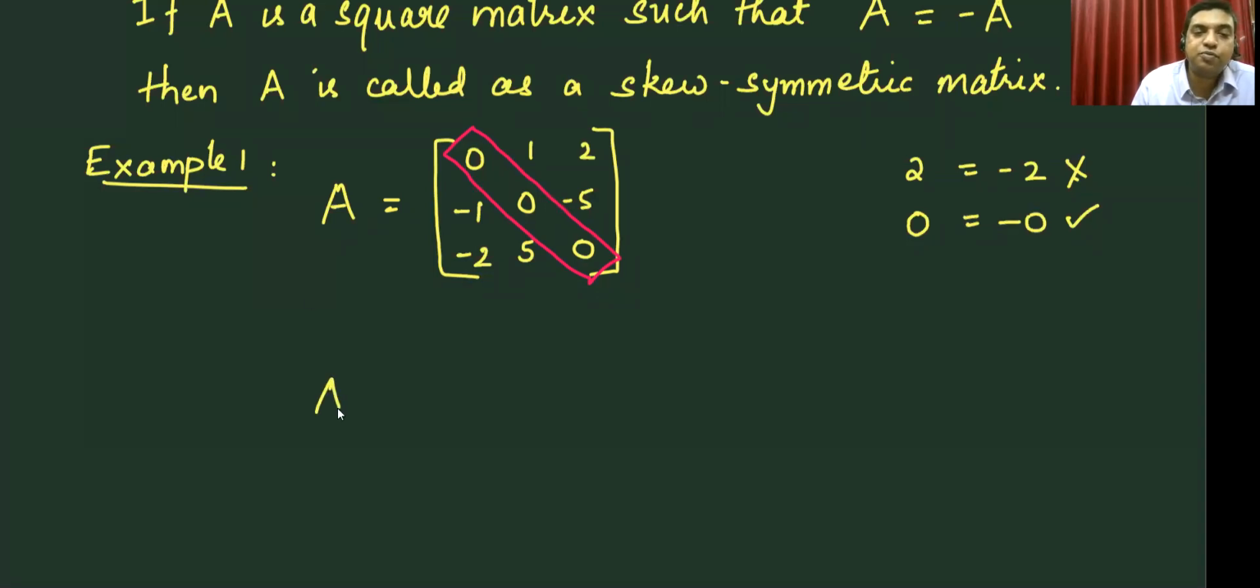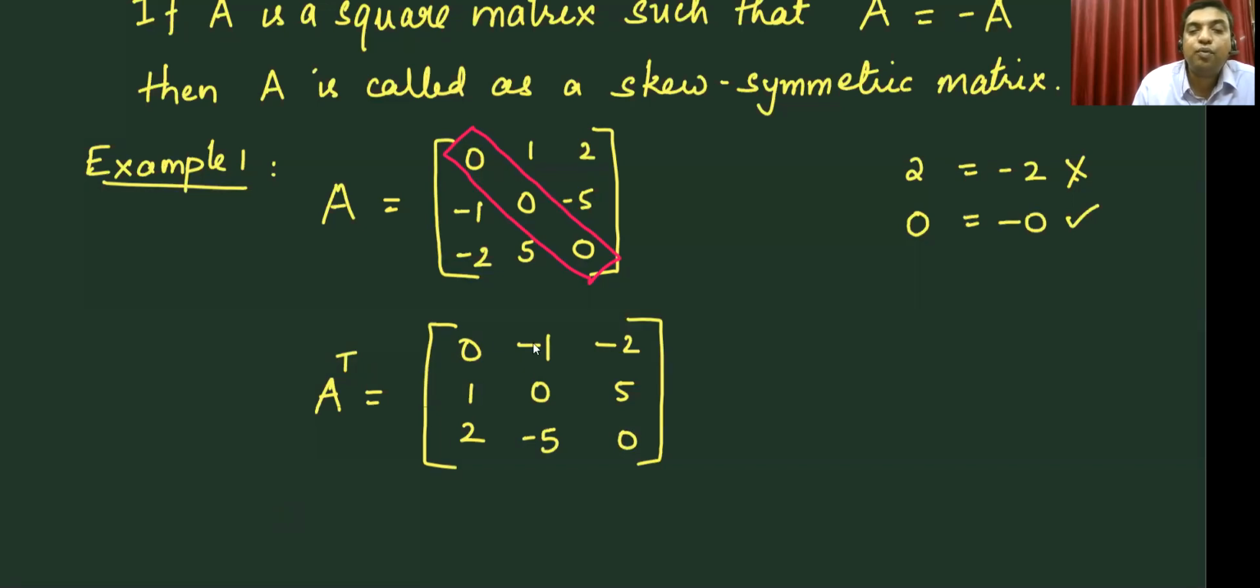So now you do transpose. Let us see, when you do transpose, what do you get? 0 1 2, the row becomes column. Then minus 1 0 minus 5, the second row becomes second column. Minus 1 0 minus 1. Then third row becomes the third column. Minus 2 5 0.